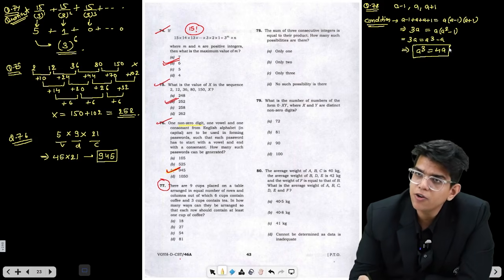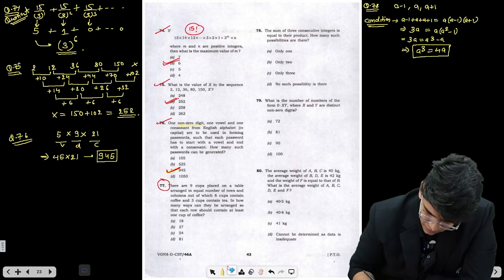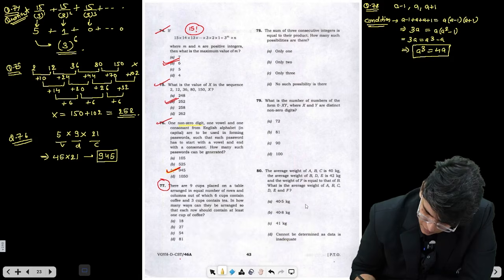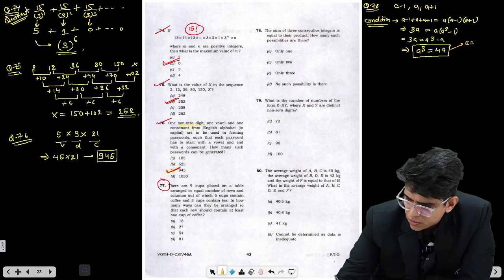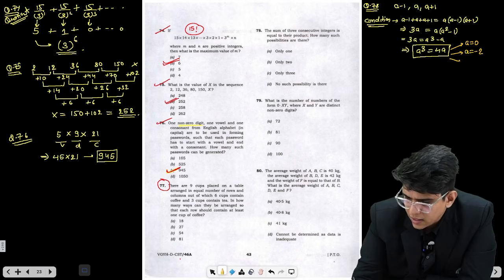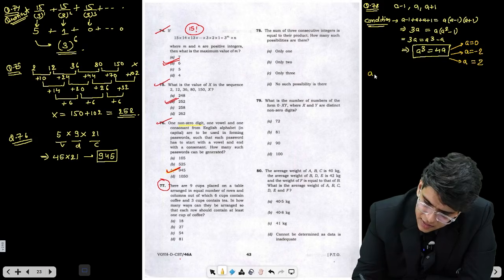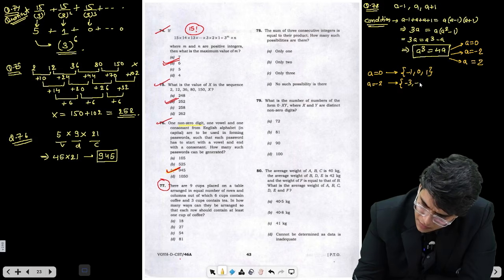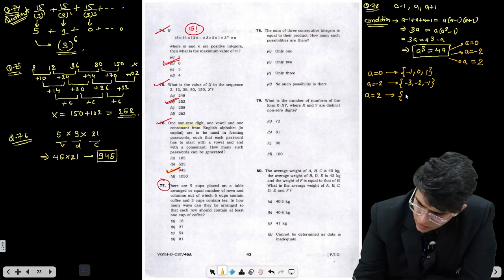Now, the possible values of A for this to happen: there are 3 possible values. A can be 0, A can be minus 2, minus 8 on the right side, and A can be 2. When A is 0, the numbers are minus 1, 0, 1. When A is minus 2, the numbers are minus 3, minus 2, minus 1. When A is 2, the numbers are 1, 2 and 3.